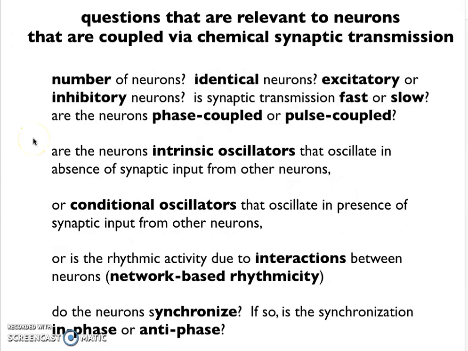Now when we're thinking about central pattern generators, a number of questions come to mind that are outlined here on this slide. One of the most important things to ask is whether each neuron, if uncoupled, would be an intrinsic oscillator, or whether it would be a conditional oscillator. What I mean by that is, if a neuron was not coupled to any other neurons, would it intrinsically burst? Would it alternate between silent and active phases?